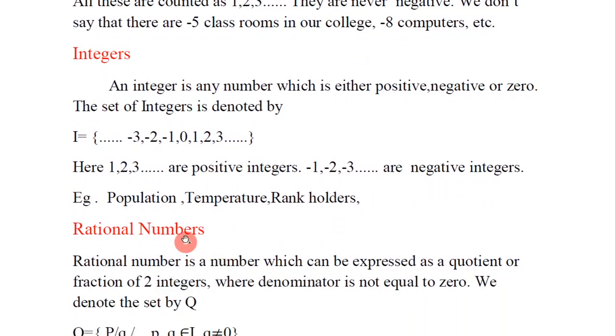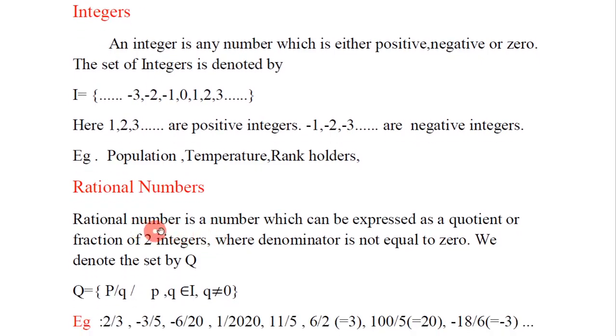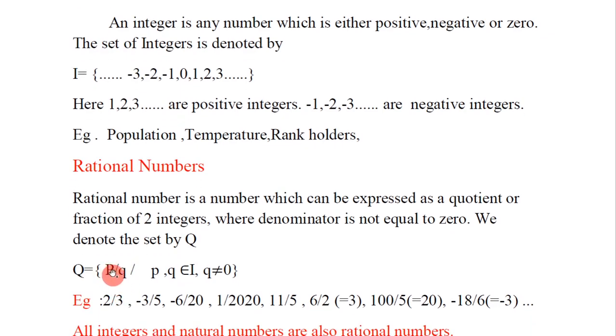Next we define the set of rational numbers. A rational number is a number which can be expressed in the form of a quotient or a fraction of two integers, with the numerator and denominator, that is, it is of the form p by q where the denominator q is not equal to 0. And we denote the set by capital Q, so it contains the set of all numbers of the type p by q such that p and q are integers, but the denominator q is not equal to 0.